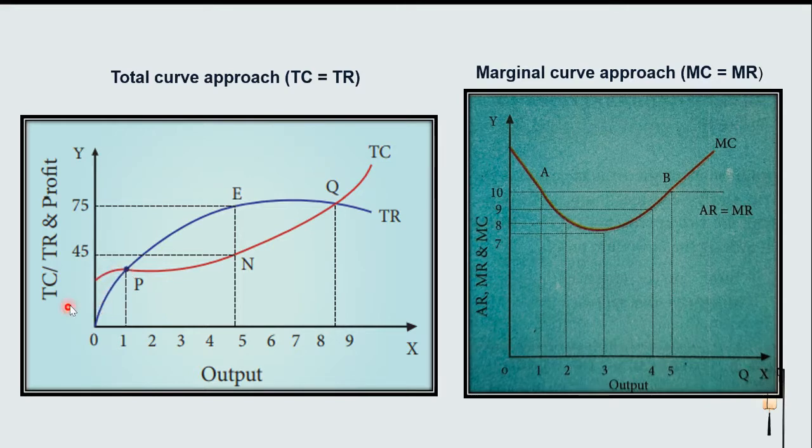All these points to the left side of P, the firm is making a loss. To the right side of Q, the firm is making a loss. Are you able to understand?